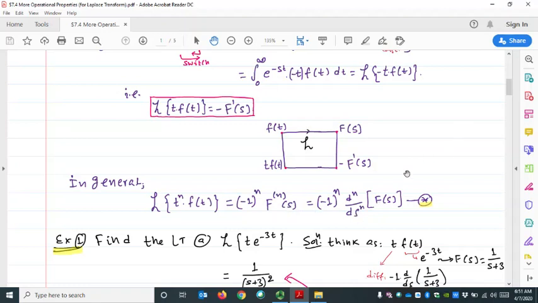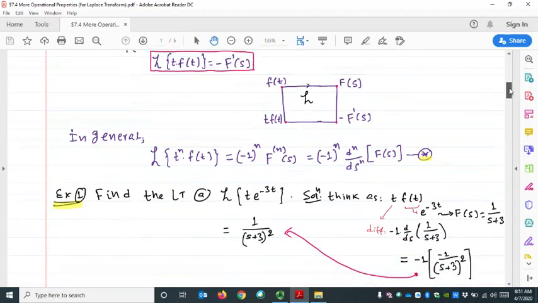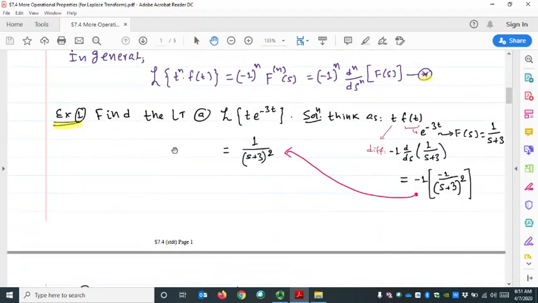Great. So now let's do some examples. Find the Laplace transform of t times e to the power negative 3t. Let's start the solution. Think of this function as t times little f of t, where little f of t is e to the power negative 3t. Find its transform. The Laplace transform of e to the power negative 3t is 1 over s plus 3.